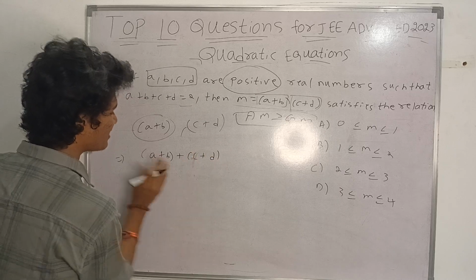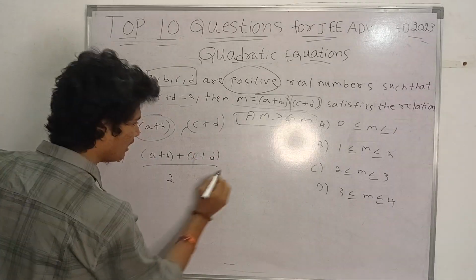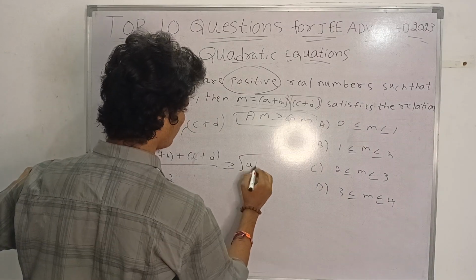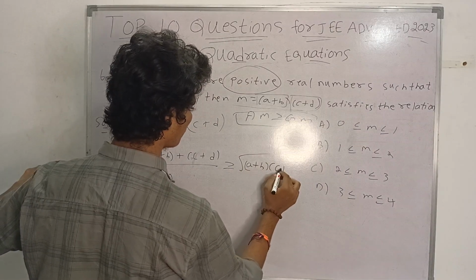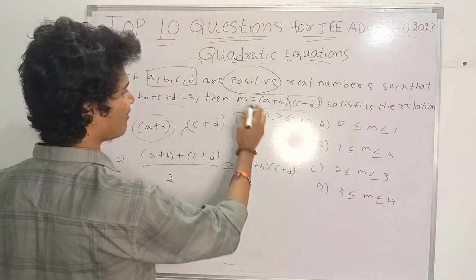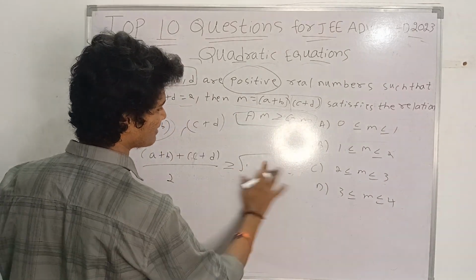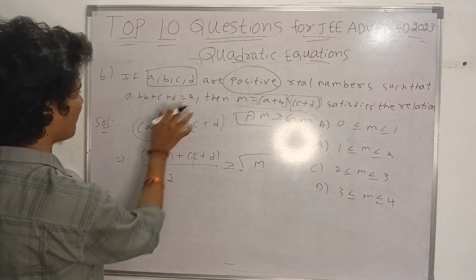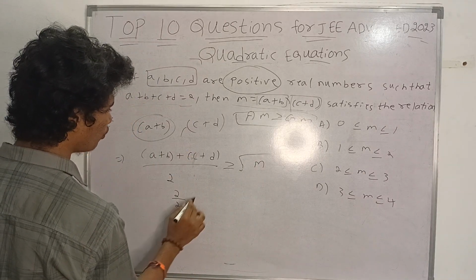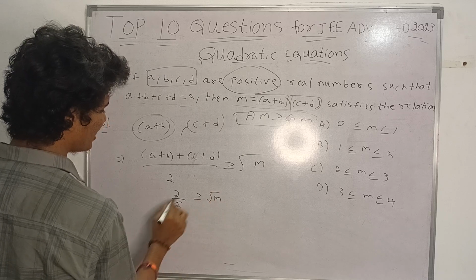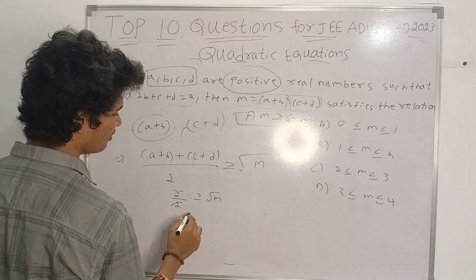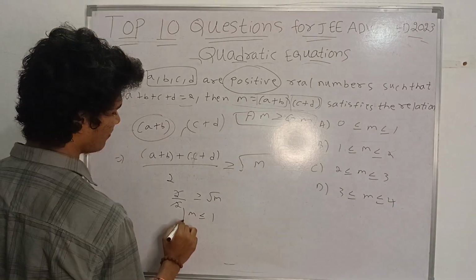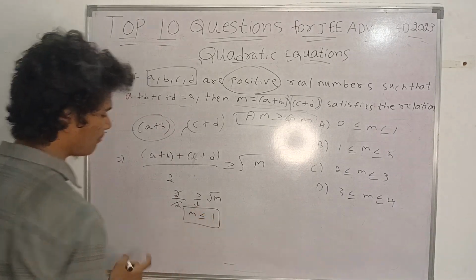A plus B plus C plus D, this is a single unity, divided by 2 I am doing. This is always greater than or equal to what? Root of A plus B into C plus D. This is the thing they given as M. So I can simply replace this as M. And what is A plus B plus C plus D? The value is 2. 2 divided by 2 greater than or equal to root M. These two will get cancelled. And what? M less than or equal to 1. From this equation we got M less than or equal to 1.